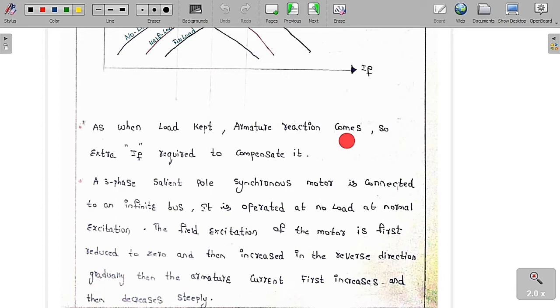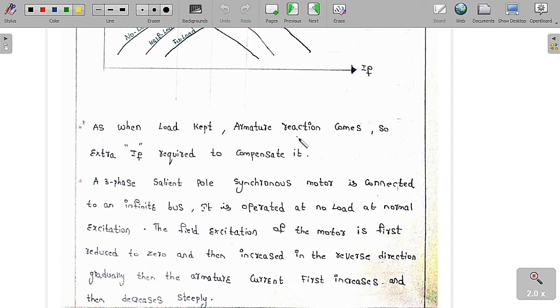Therefore armature reaction occurs, so extra IF is required to compensate it. We need an extra amount of IF to compensate that armature reaction. Therefore the graph shifts to the right side because we need a small amount of extra IF. So whenever the load is increased, or whenever the load is kept, the armature reaction is going to occur.